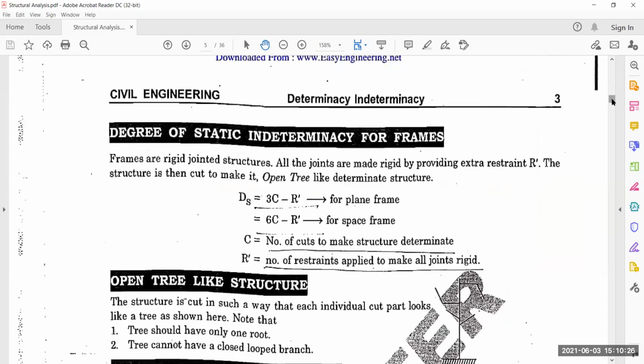I think in last class I had covered static indeterminacy for frame. Is it audible? Yes, sir.